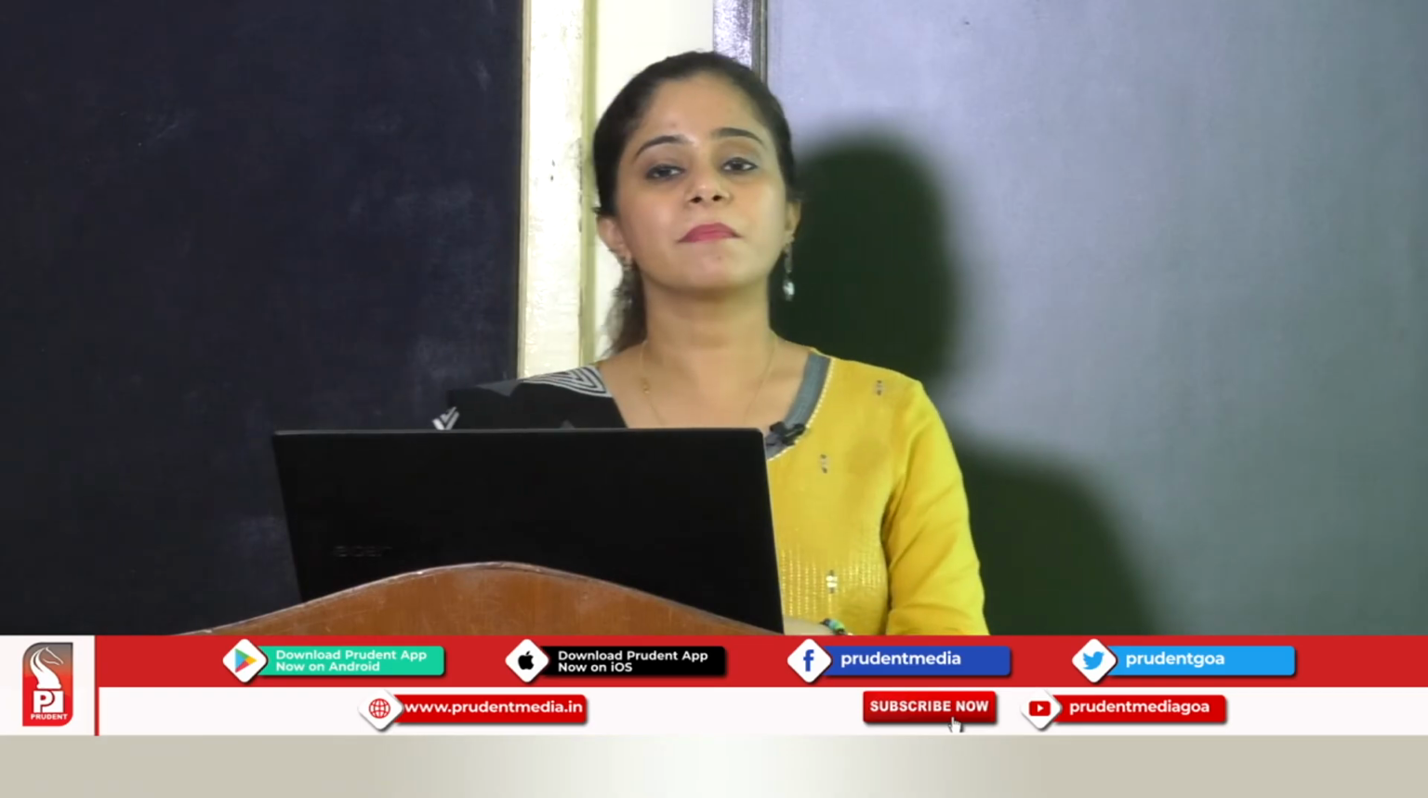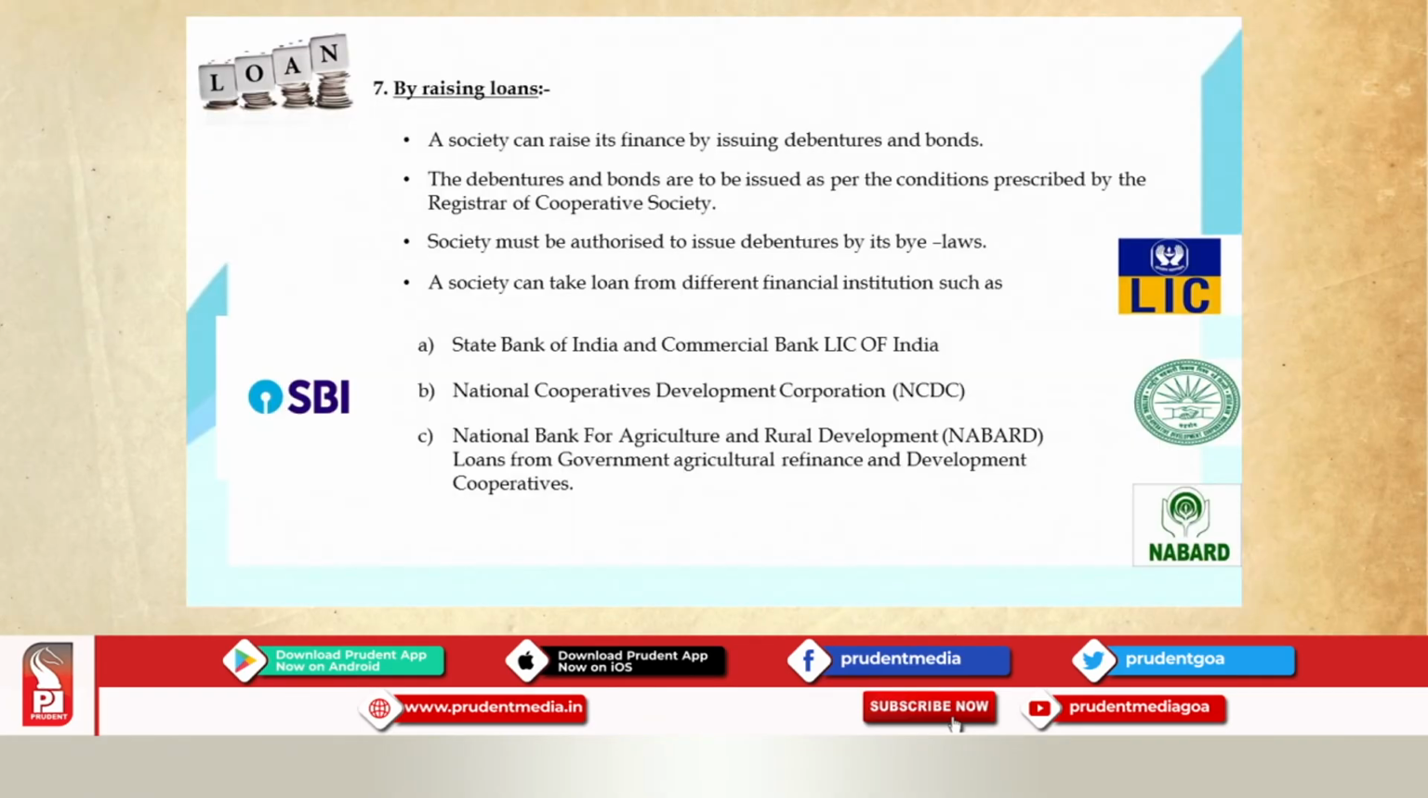The seventh point is by raising loans. Now a society can raise its finance by issuing debentures and bonds. The debentures and bonds which are issued must be as per the conditions prescribed by the registrar of cooperative societies. A society must be authorized to issue debentures by its bylaws. Now a society can take loans from different financial institutions, that is LIC, State Bank of India, NCDC, NABARD, and loans from government agricultural refinance and development cooperatives.